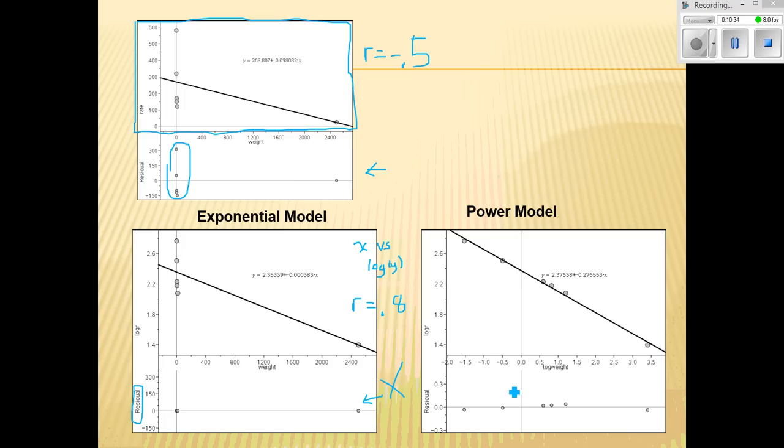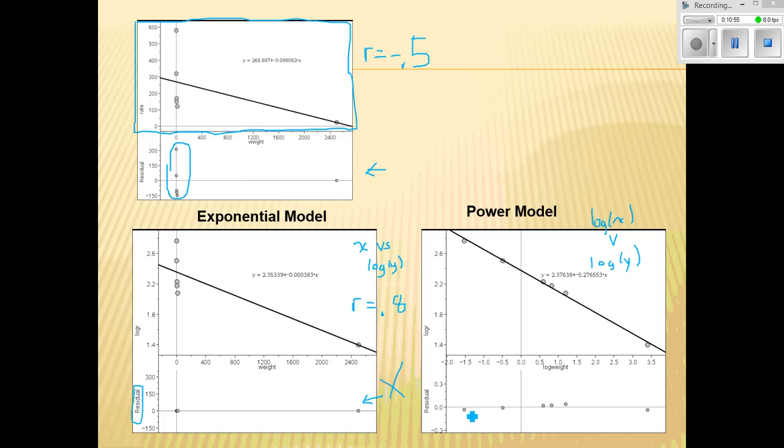So we'll try a power model, which means we're now doing log of x versus log of y. And so then all of a sudden you can see now we've definitely straightened that out quite a bit, to the point where almost all those points are right on the line. So it looks like we found our best bet right now with a power model. So log of x, log of y.